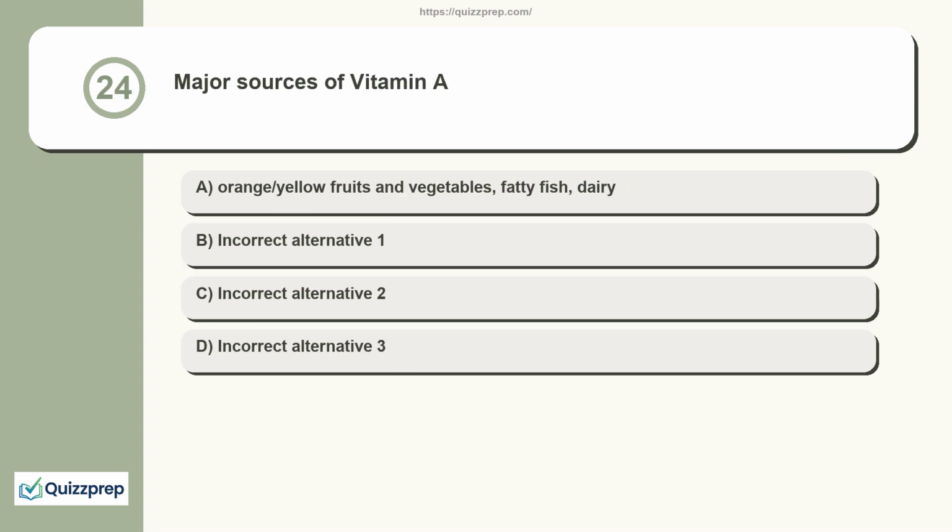Question 24. Major sources of vitamin A: orange/yellow fruits and vegetables, fatty fish, dairy. Incorrect alternative 1. Incorrect alternative 2. Incorrect alternative 3.